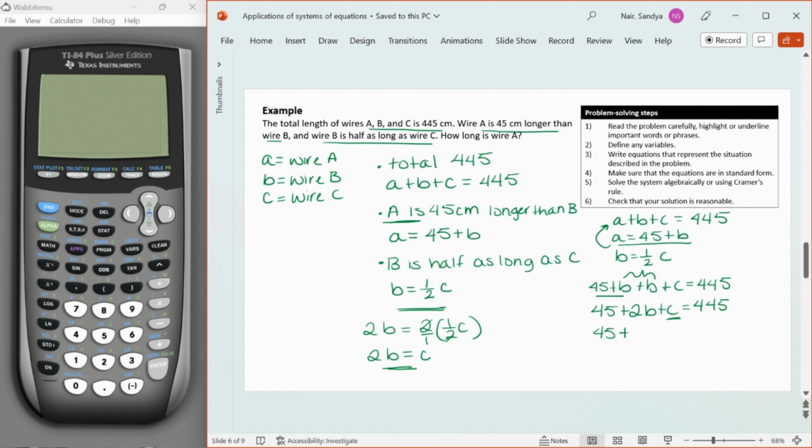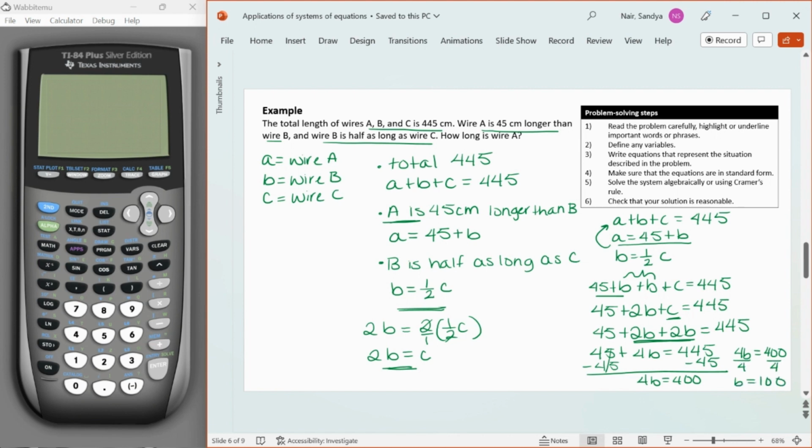So I have 45 plus 2b plus 2b, which now replaces c, and that equals 445. So now I have 45 plus, and these two 2b terms are going to combine and give me 4b, and that equals 445. Well, now by subtracting 45 from both sides, I can work on solving this equation for b, right? So these will cancel, and then I have 4b equals 400, which I can solve by dividing both sides by 4.